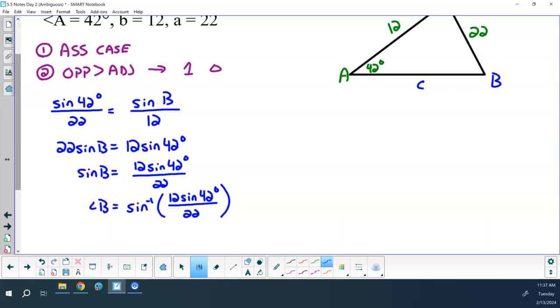Inverse sine. Again, it helps to make sure that your calculator is in degrees when you are doing this. Make sure your calculator is in degrees, otherwise you need to put in the degree symbol for it. What do we got for angle B here?